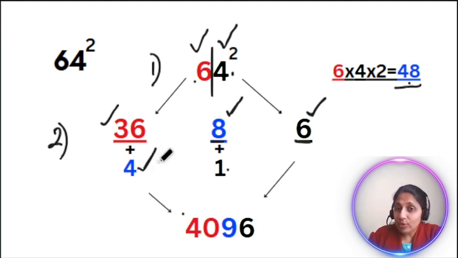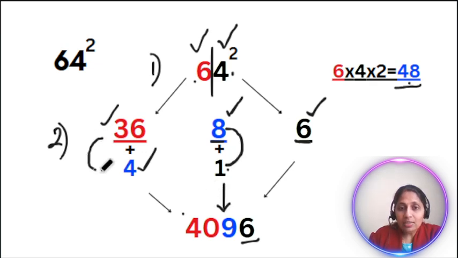So now how do you write the answer? Write the 6 as such, add this 8 and 1, you get 9, and add this 36 and 4, you get 40. So the answer is 4096.